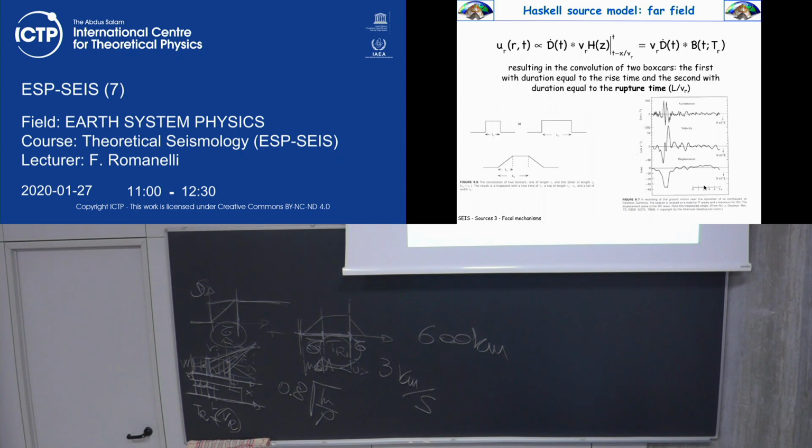The first one is actually the origin of all this messy stuff, because in the 50s, the first paper by Haskell about this model here was 1964, but some years before, Hugo Benioff, a very famous seismologist, the one that was studying the distribution of hypocenters with depth, so Benioff planes, was studying how, in the frequency domain, seismic energy was distributed around an earthquake. So it was the beginning of a study of what we call source spectrum. And he was looking for what he called directivity.